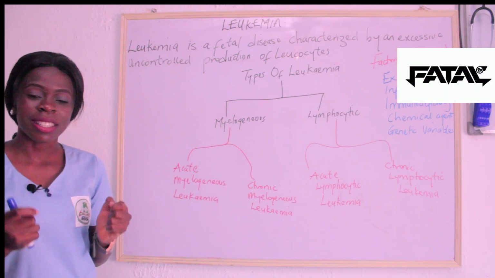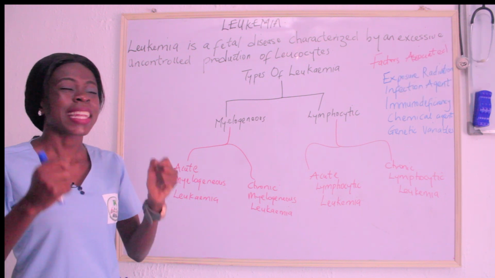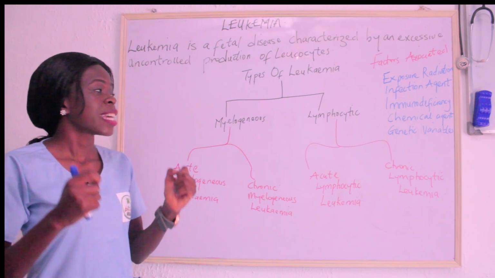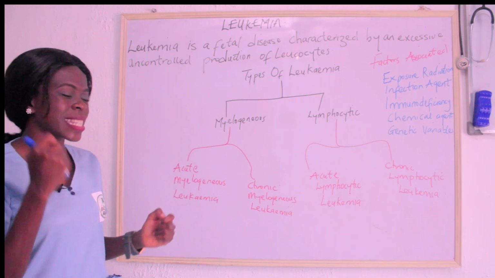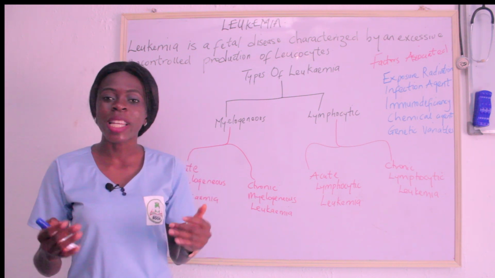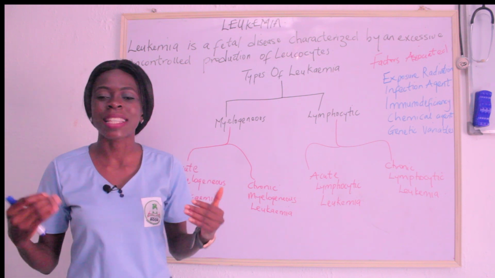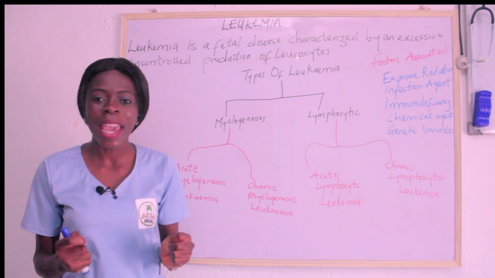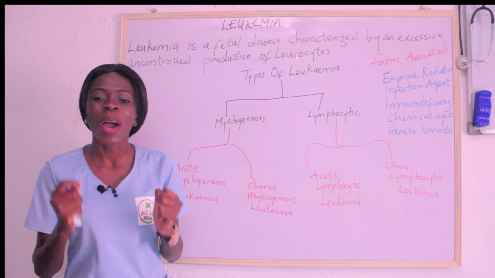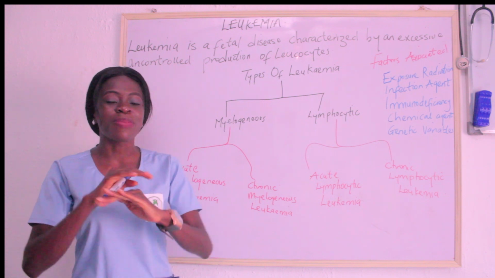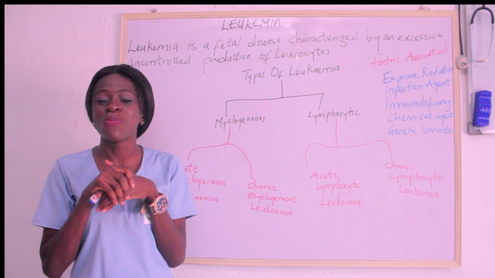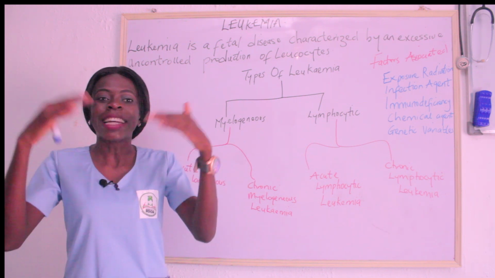It's a fatal disease characterized by an excessive, uncontrolled production of leukocytes. You know that the leukocytes are known as the white blood cells. In leukemia, there's plenty of white blood cells, an uncontrolled production of white blood cells. And the funniest thing about these white blood cells is that they are immature. Premature white blood cells are being produced. So when they are premature, they are immature.